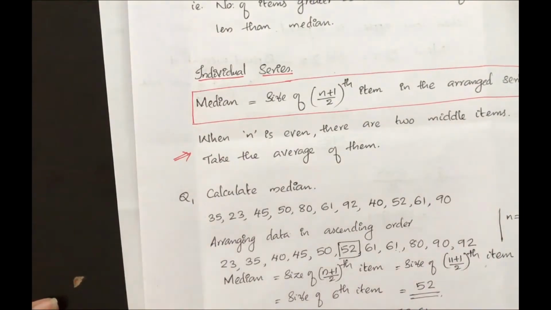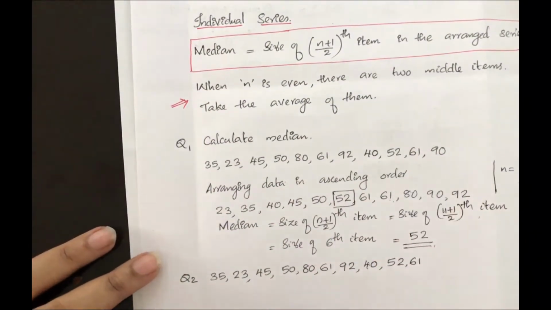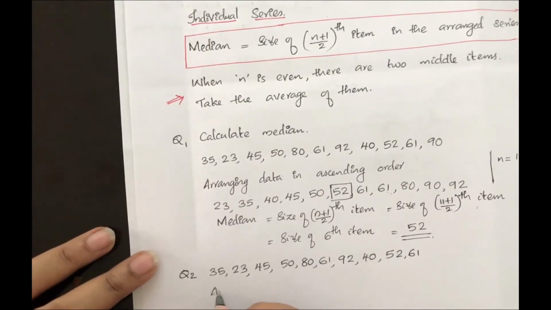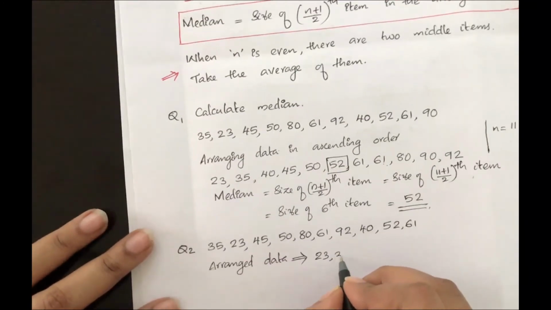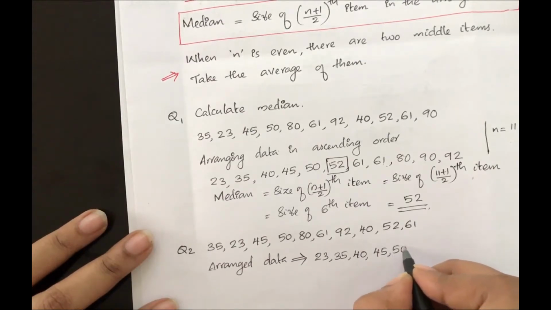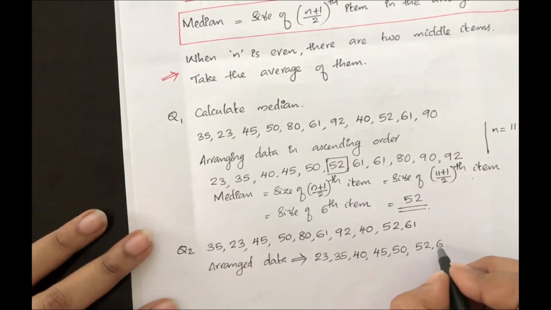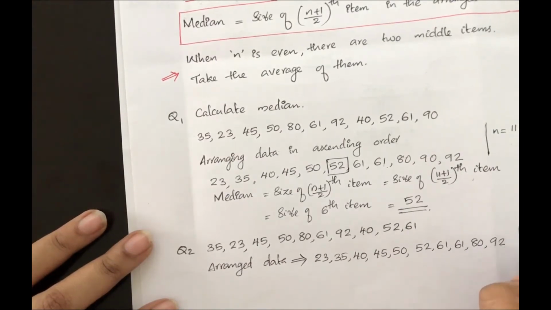Now, we can look at an even number question. The same question, I removed this 90. So, the arranged data will be 23, 35, 40, 45, 50, 52, 61, 61, 80 and 92. Here n is equal to 10.